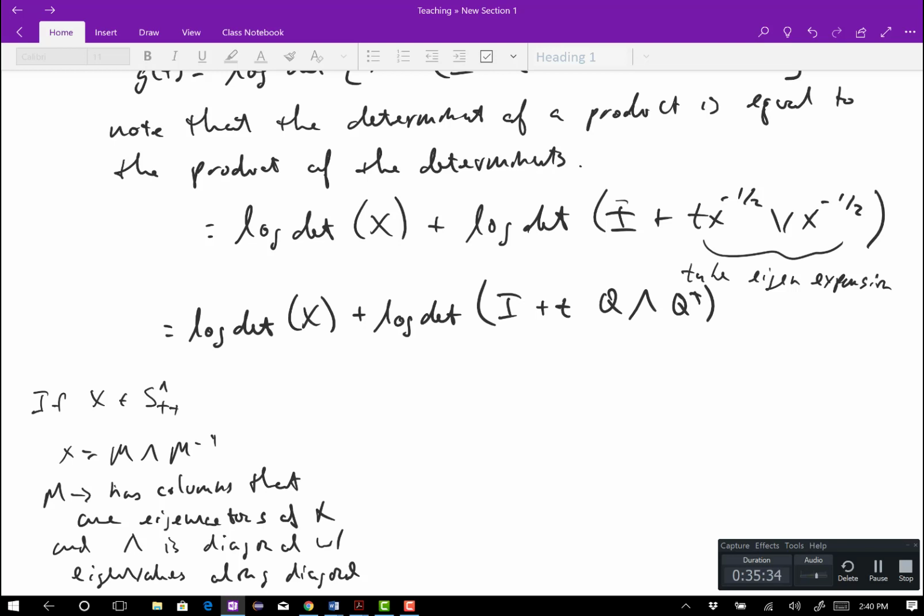if X is positive definite, then the eigenvectors can be chosen to be orthogonal. And if they are orthogonal, then the inverse is the transpose. So that's where we get Q lambda Q transpose. Q is an orthogonal matrix. The columns are orthogonal, so its inverse is its transpose. So that gets us to that point.